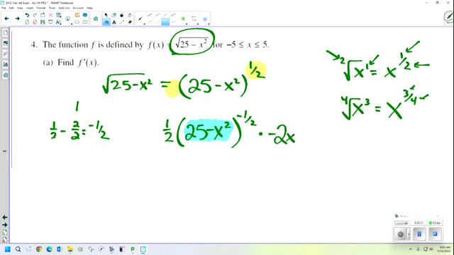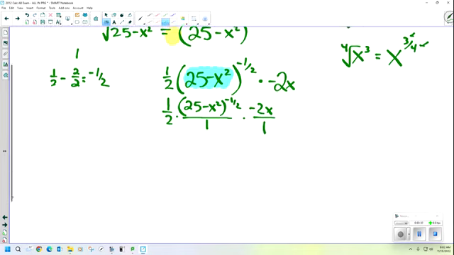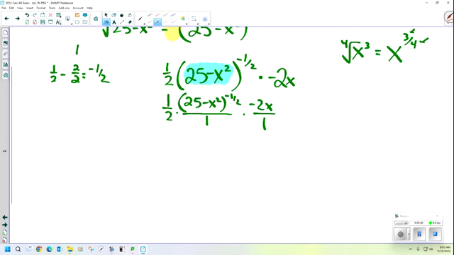Okay, so let's clean this up a little bit. First of all, I have my 1/2 here. Let's make all these fractions just for the sake of multiplying. We have 1/2 times 25 minus x squared to the -1/2, over 1, times -2x over 1. Some of you need to see this to watch it unfold. The first thing I'm going to do is I'm going to say, well, this 2 cancels with this 2.